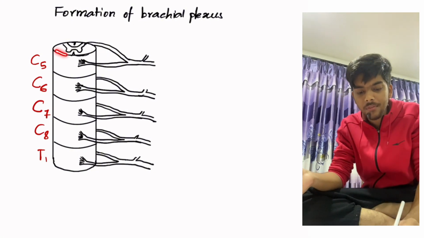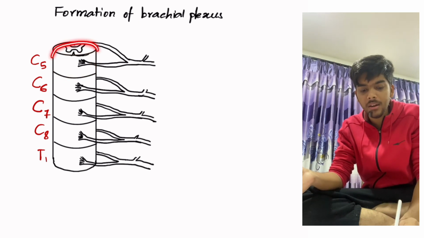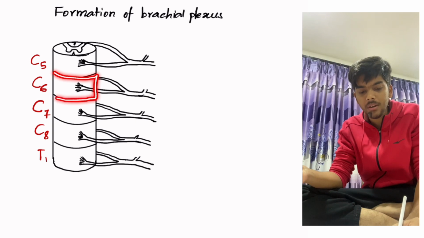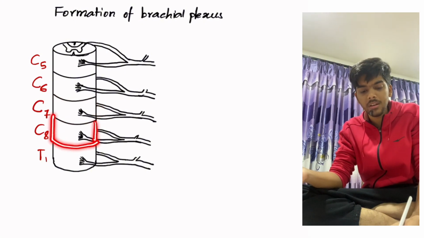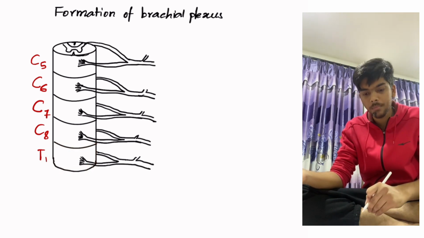So what we have here are segments of the spinal cord. This segment gives rise to C5 spinal nerve. This segment gives rise to C6 spinal nerve. This segment gives rise to C7 spinal nerve. This segment gives rise to C8 spinal nerve. And this segment gives rise to T1 spinal nerve.